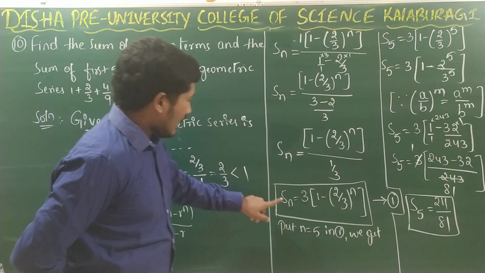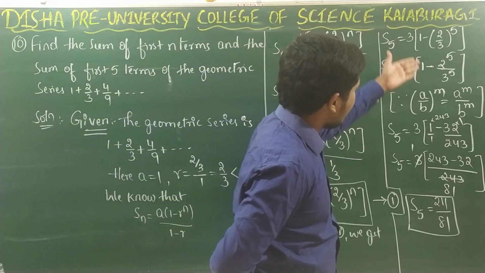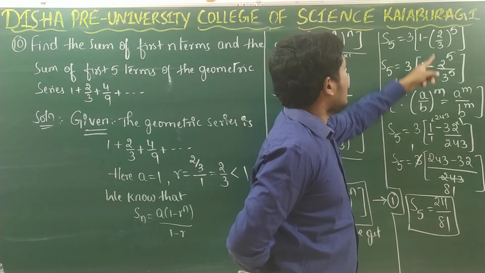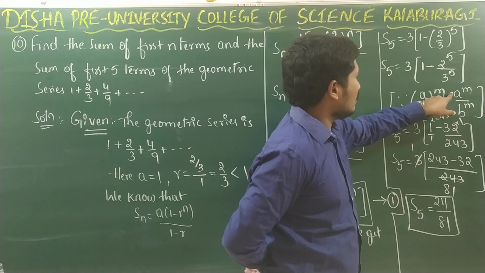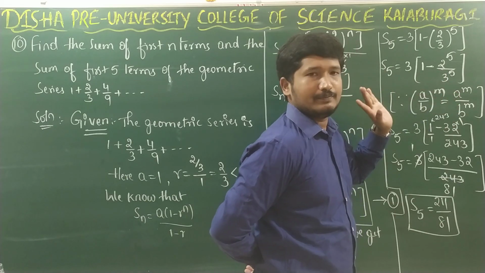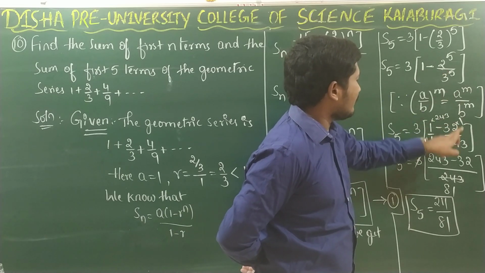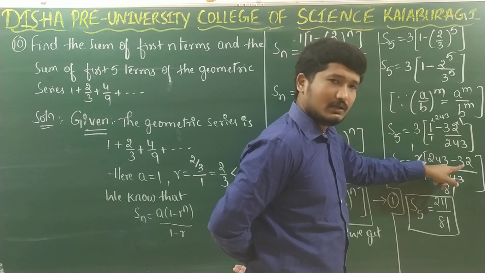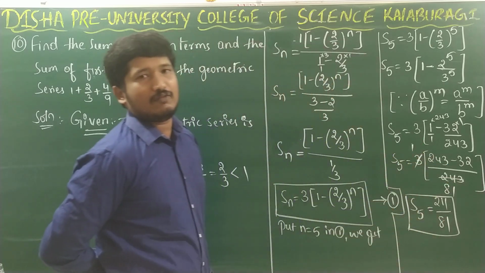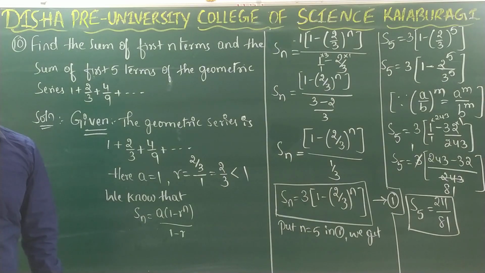What did I do? I just have substituted n is equal to 5 here, and the next thing is simple mathematical calculation. Here I have used the laws of indices. A by b whole power m is equal to a power m by b power m. According to that, I have written 2 power 5 is 32, 3 power 5 is 243. I have taken LCM, subtracted the terms, and I have got the final value. So I hope you understood this. So now we will move on to the next one.